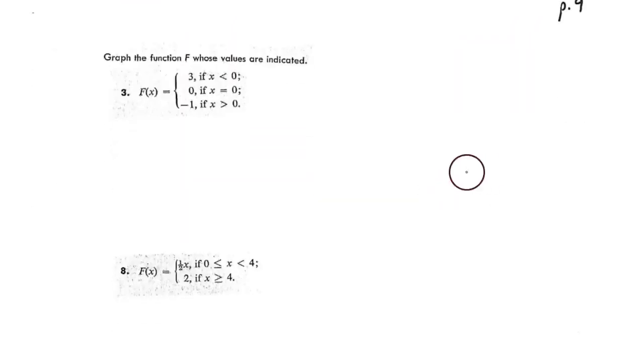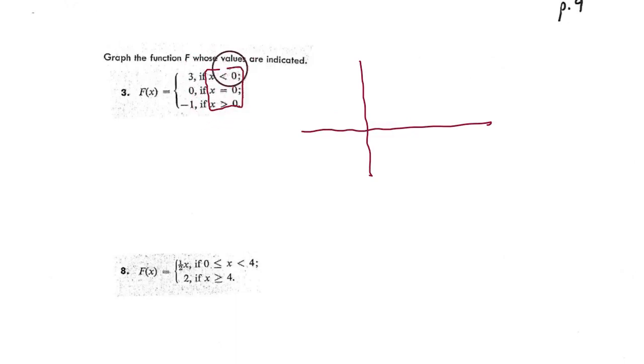Next one, graph this piecewise function. First, let's build the axis system. Pay attention to this part right here. It describes the x-axis. We're going to have parts of our graph that are less than 0. So from 0 to the left, let's put some marks going to the left. We're also going to have a part of our graph where x is greater than 0. So from this point to the right, let's put some marks to the right.